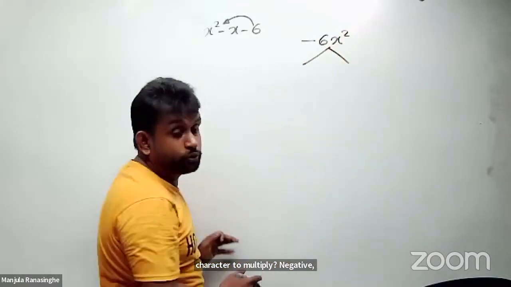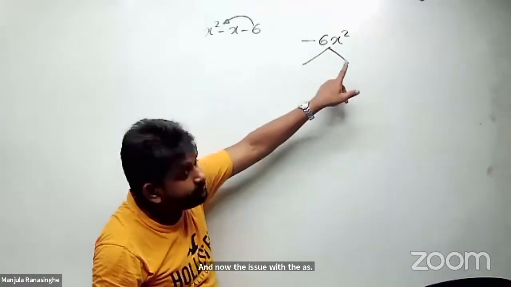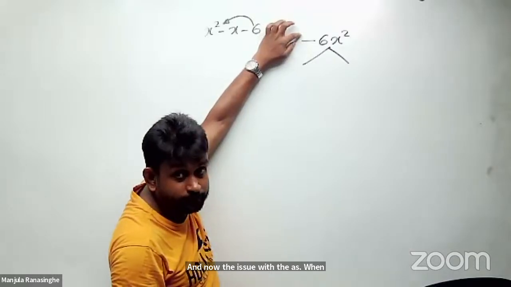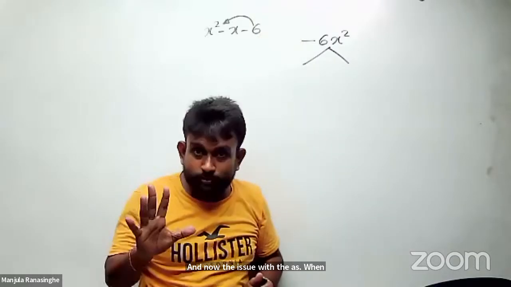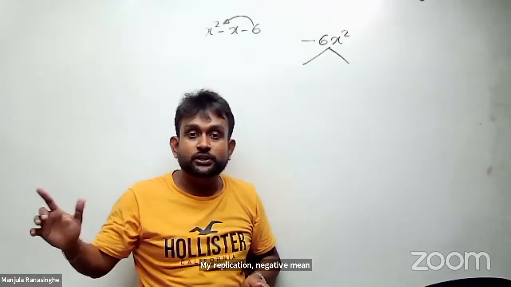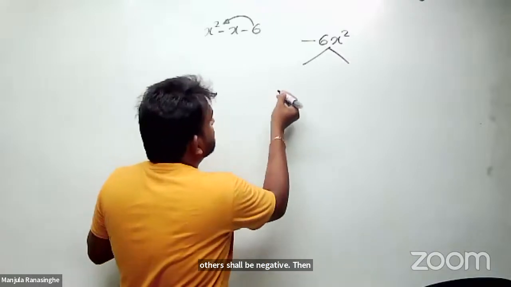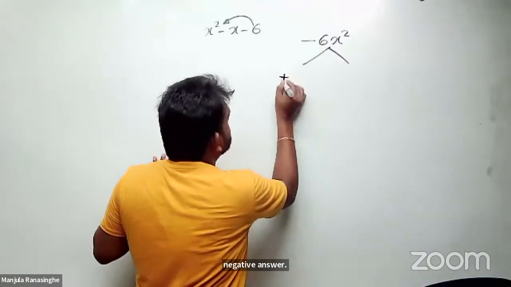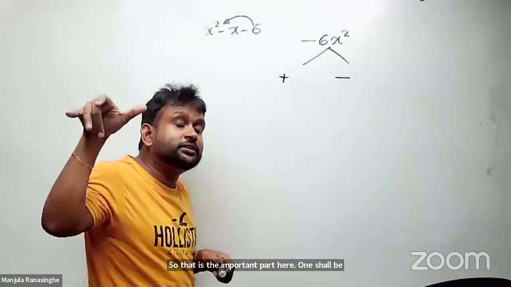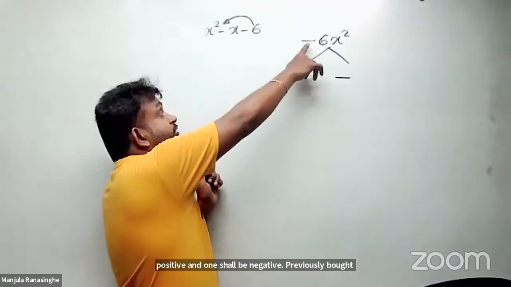And now the issue is with the product. When you multiply a certain pair, the multiplication answer is negative. Multiplication negative means one shall be positive and the other shall be negative. Then only can we get the negative answer. So that is the important part here: one shall be positive and one shall be negative. Previously, both were either positive or both negative to have the positive answer.